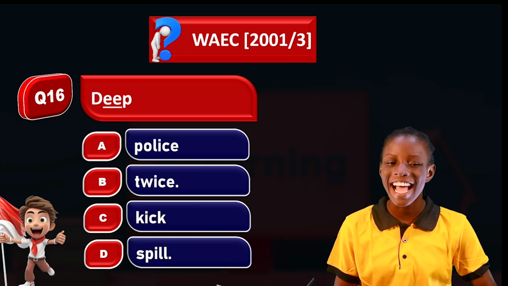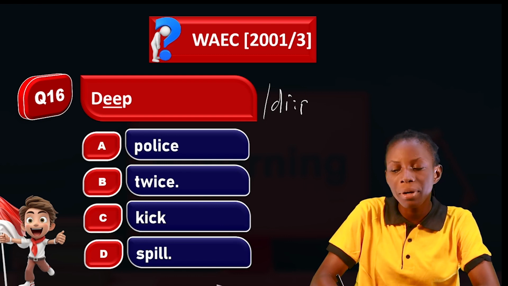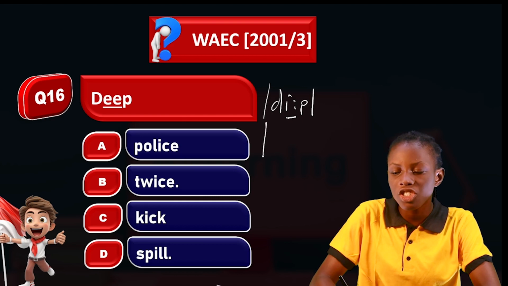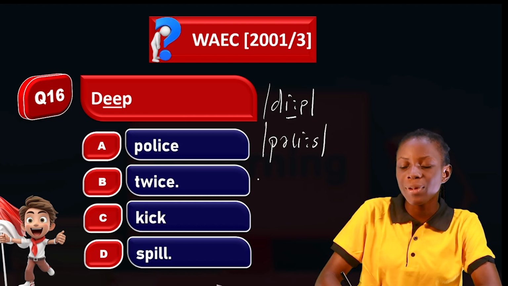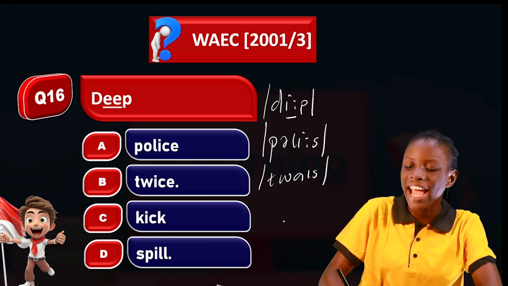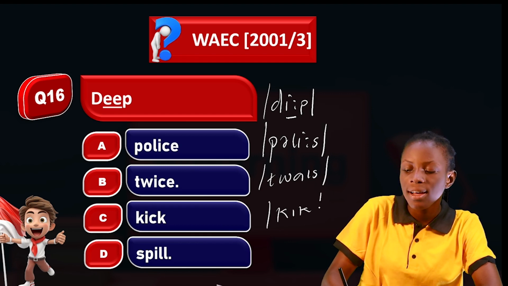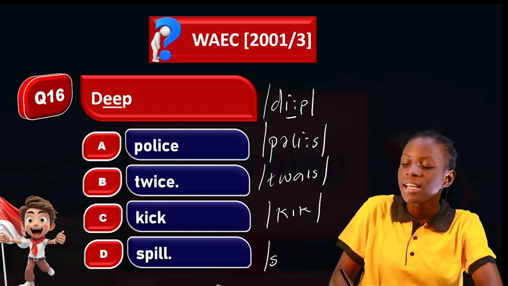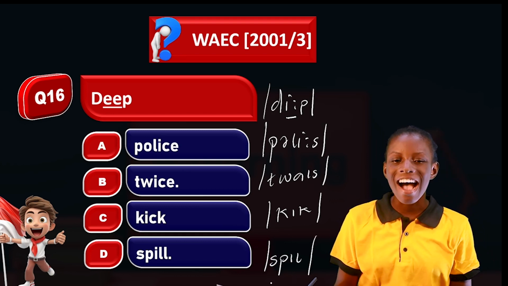Let's transcribe together. How are deep to be? Deep. Having the E sound here. And option A is police, to be ease. And option B is twice. How about twice to be? Eyes. Okay, option C is kick. How about kick to be? Kick. How about option D to be spill? How about spill to be? Spill. So what is our answer now?